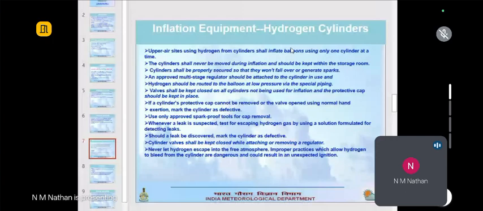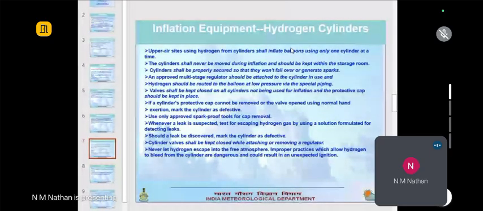Then, for the upper air soundings, hydrogen from the cylinder shall inflate the balloon using only one cylinder at a time. If one cylinder is not sufficient, you completely use that cylinder and remove it, then attach another cylinder and inflate. Otherwise, sometimes if you connect two cylinders to the same balloon, there will be a possibility of leakage, and that will create a problem.